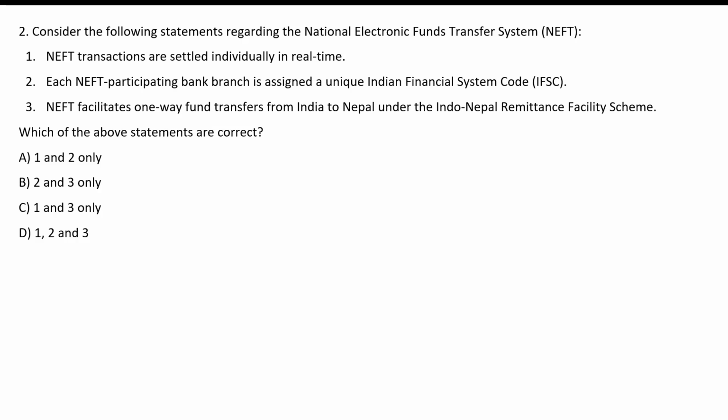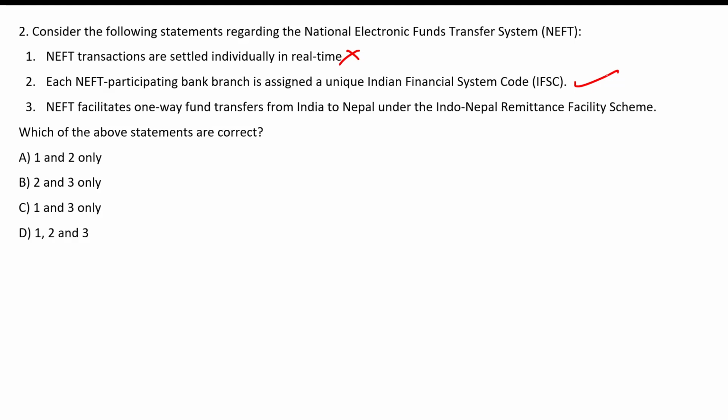Consider the following statements regarding NEFT. NEFT are settled individually in real time. No, it is RTGS, making this statement incorrect. Each NEFT participating bank branch is assigned a unique IFSC code. Yes, this statement is correct.